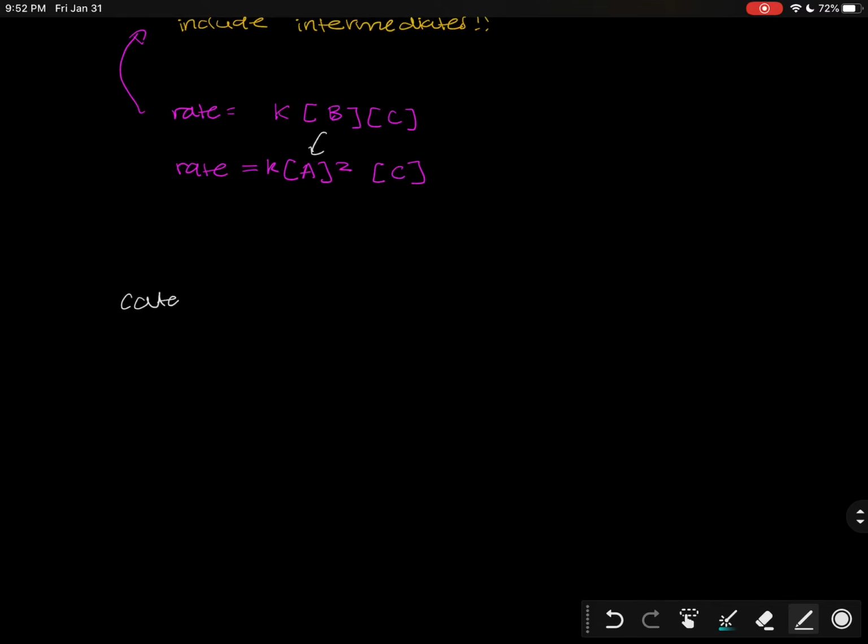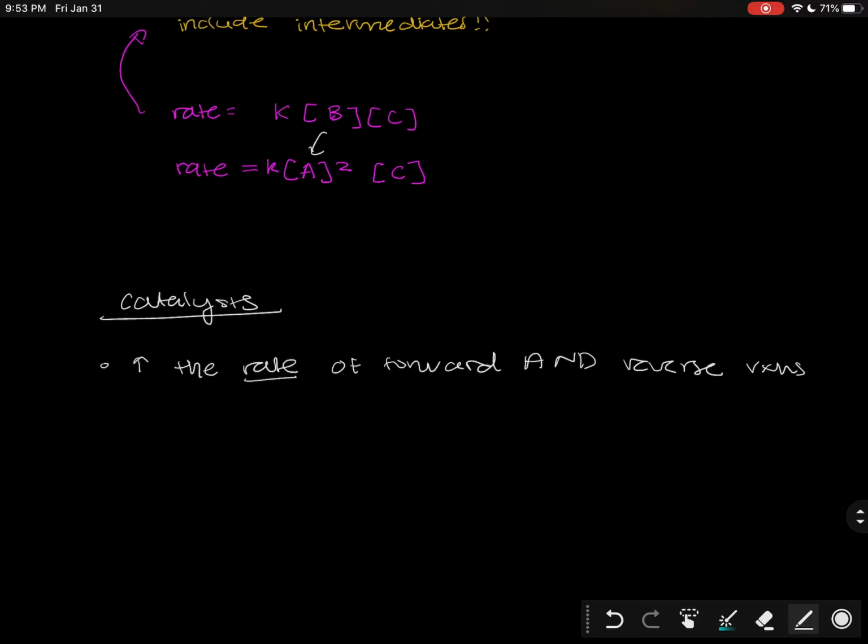So catalysts, what do they do? They increase the rate of the forward and reverse reactions. They do not alter or increase the amount of product made.